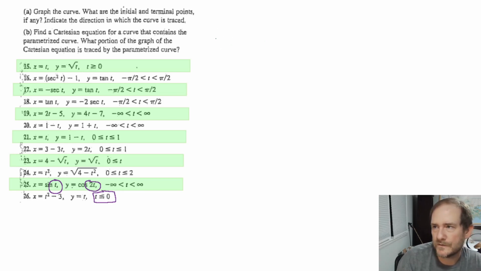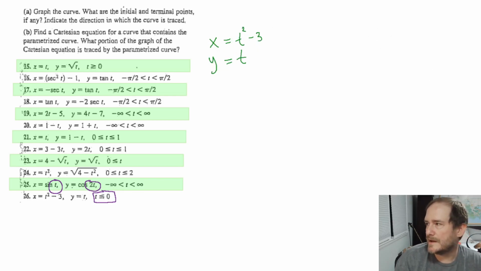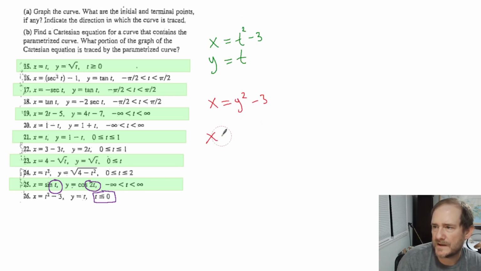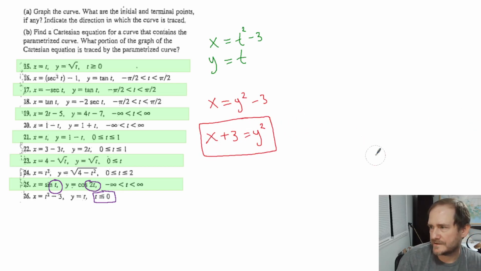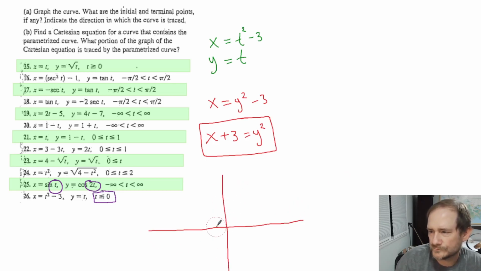So if we've got an x that equals t squared minus 3 and a y that just equals t, then we sort of have the world's easiest eliminating of the parameter. We just take y, sub it right in, and we get an x that equals y squared minus 3. We add 3 to both sides to get an x plus 3 that equals y squared. And we see that what we've got is a parabola that opens to the right. And its vertex would be negative 3, 0.